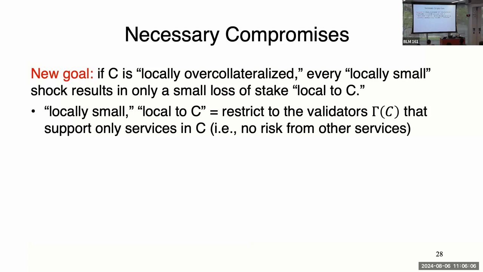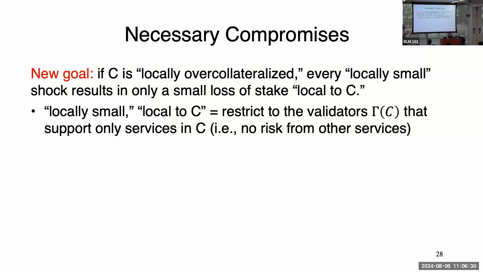So we need to define all of the three things in quotes. Two of the three are actually quite easy. So what we're going to do is define, again, we have these 6 services. Capital gamma of C, I'm using that to denote the validators that exclusively provide security to services in capital C. Okay, they do not provide security to any services except for those in capital C.